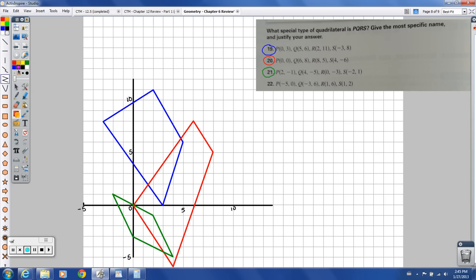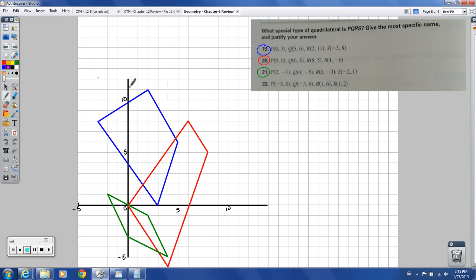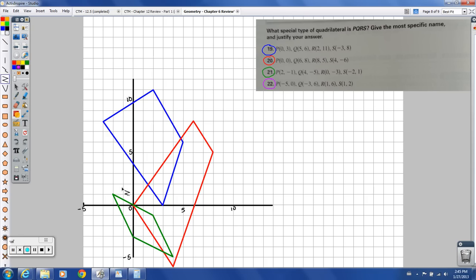This last one I will do in purple. 22, I'm going to have negative 5, 0. There's a point right there. Negative 3, 6 right there. 1, 6 is going to be a point right here. And 1, 2 is going to be 1, 2 right there. I'm going to have a point. That one might be a kite. Not totally sure about that. It almost looks like kite, but I can't be positive about that.